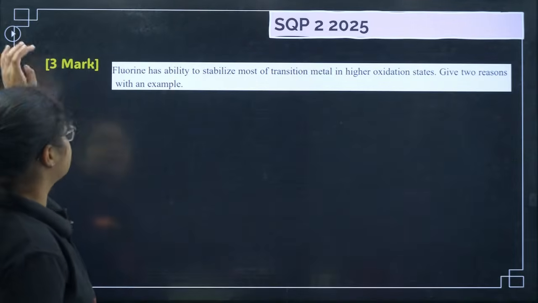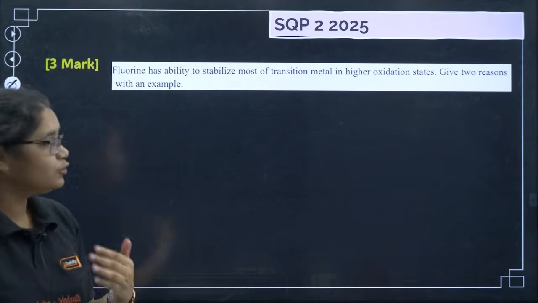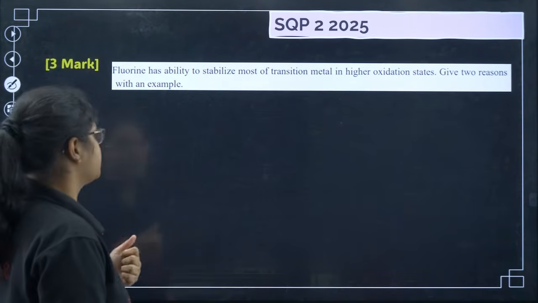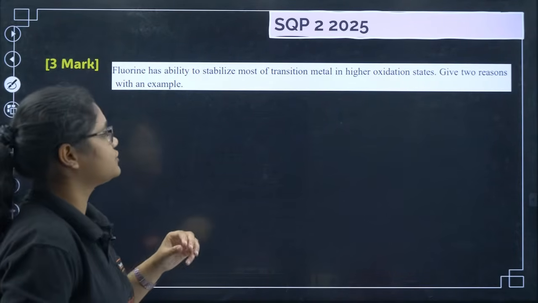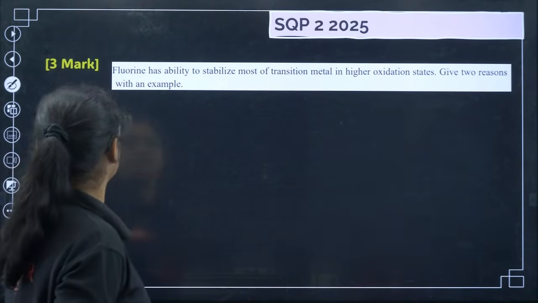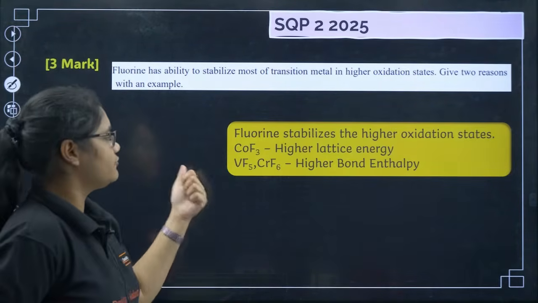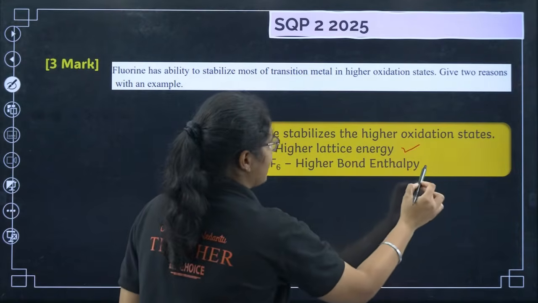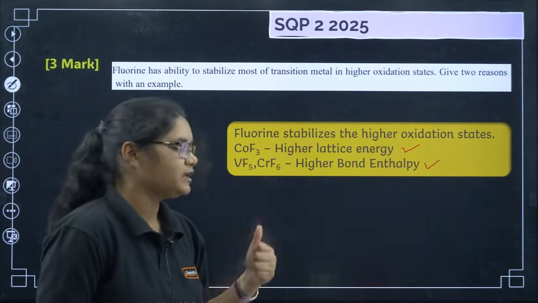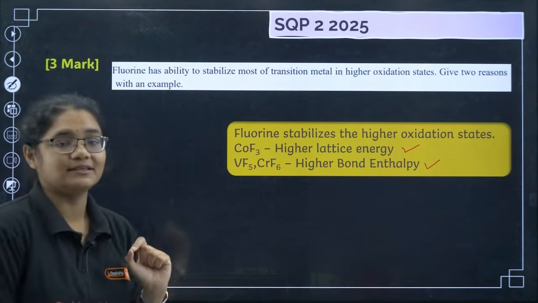Okay. Next we have from sample question paper 2. Now we will discuss. There was no 2-marker question, so there was directly a 3-marker question. Fluorine has the ability to stabilize most of the transition metals in their higher oxidation state. Give 2 reasons with an example. So first of all, the first reason is higher lattice energy and the next one is higher bond enthalpy. Examples: CoF3, VF5 and CrF6.